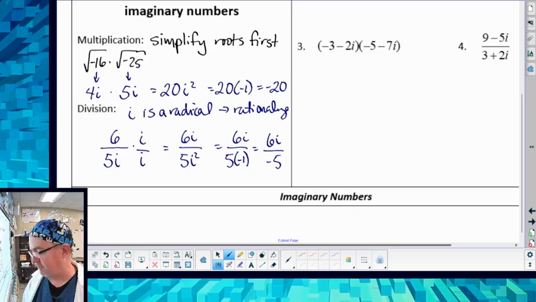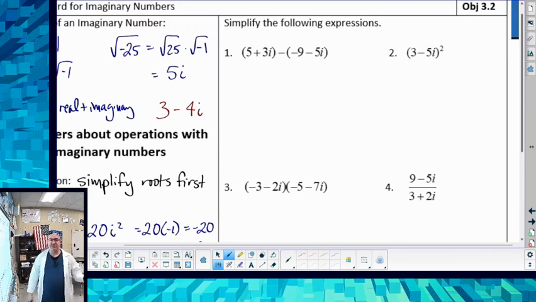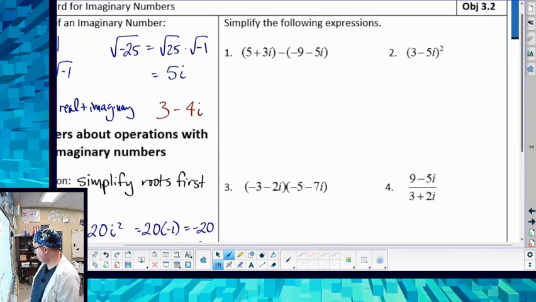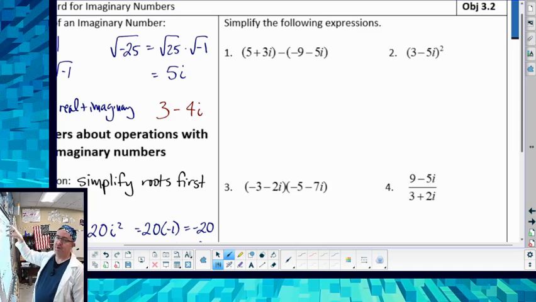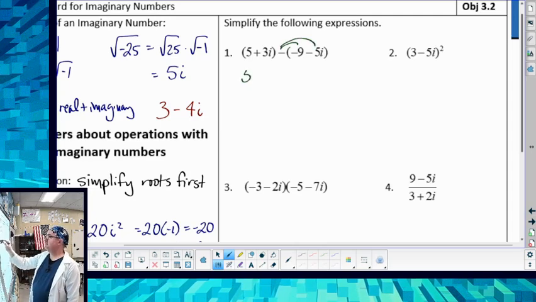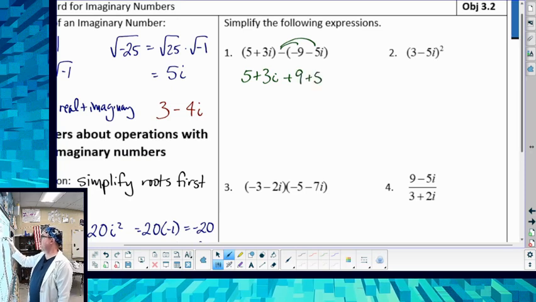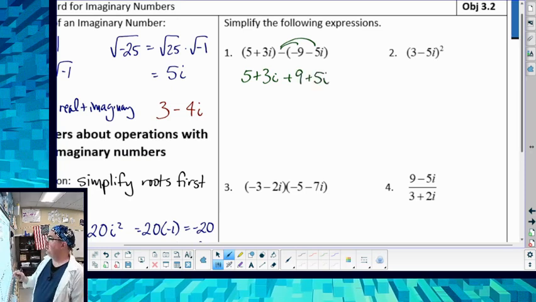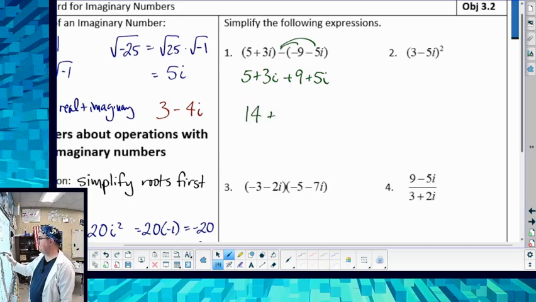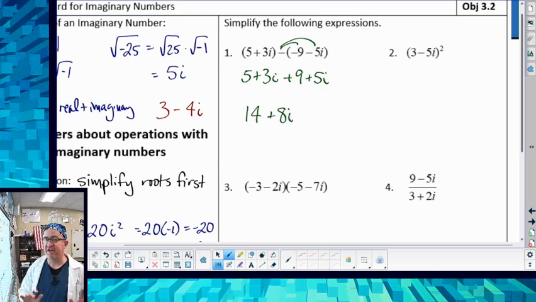So now we're going to go through 4 examples over here. Obviously, pause and rewind as you need to. When you subtract and add, it's going to be just like polynomials, like terms to like terms. So in this case, I'm going to do real numbers to real numbers, imaginary to imaginary. So this negative would go here. So this is going to be the same thing as 5 plus 3i plus 9 plus 5i. So 5 plus 9 is 14. 3i plus 5i is 8i. And that's it. Okay? So just like if it was an x.